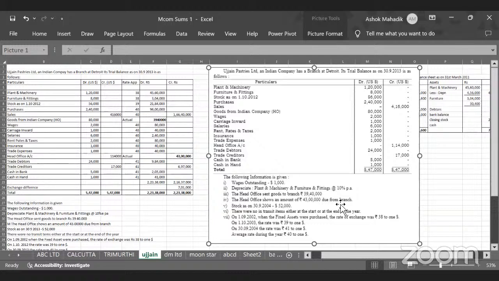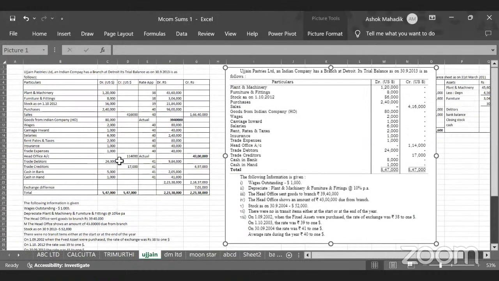So this is the HO account, head office account. I'll show you. See the fifth last item, HO account. It is showing $1,14,000. So while converting, directly write this value, 43 lakhs, against this value in the new trial balance. Got it? Closing stock will be converted at the closing rate. There were no in transit items. So that's it. Very similar sum.